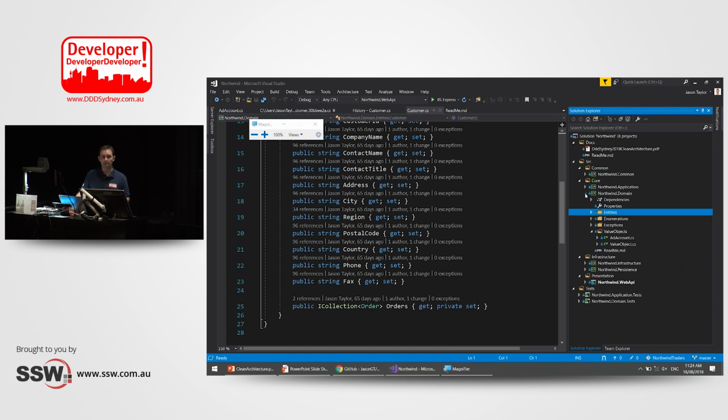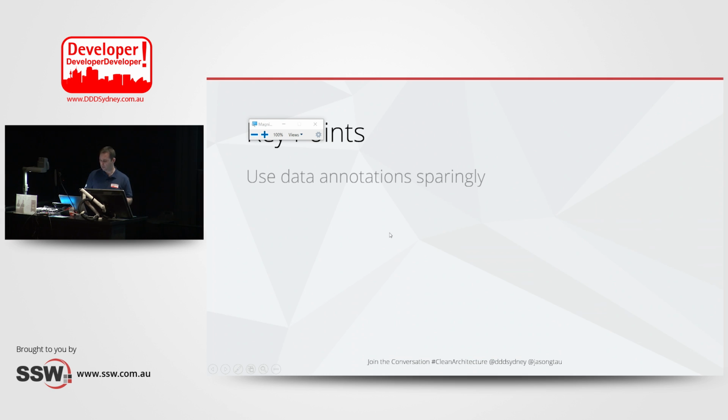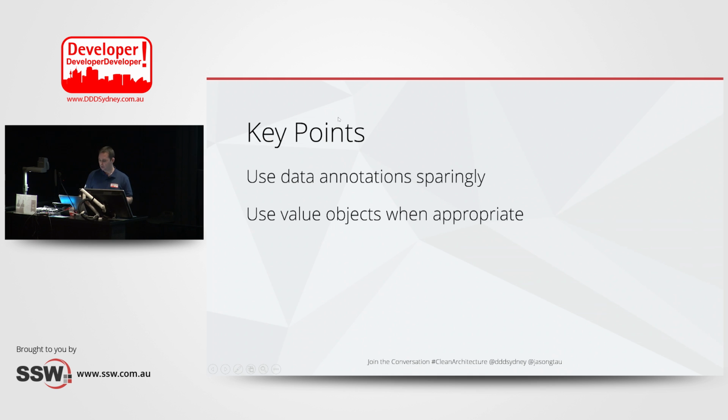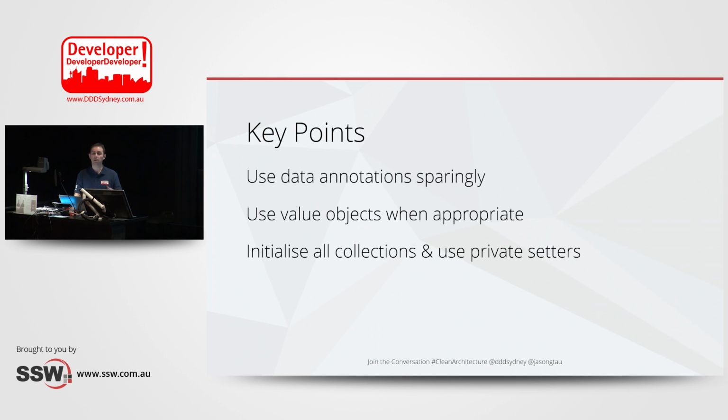As I said, there's a lot in here. Definitely go and check out the README for each of those layers and you'll learn a lot more. So key points: use data annotations sparingly. We'll look at fluent API configuration later on. Use value objects where appropriate. Definitely think when you're using a primitive type, is this the right approach? You save yourself a lot of effort. Initialize all collections and use private setters. Entity Framework Core is really good at working with that type of thing now, so you don't have any worries. And create custom domain exceptions.